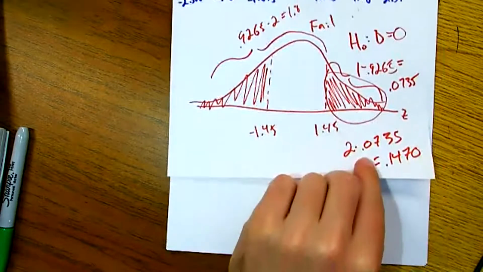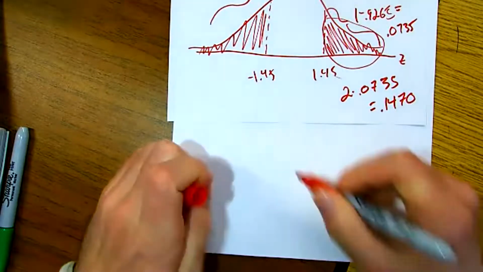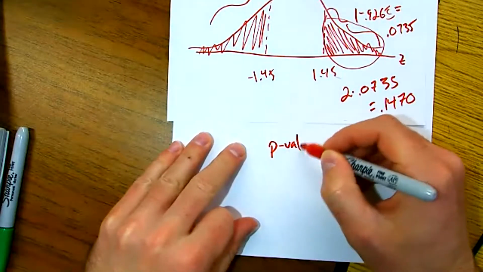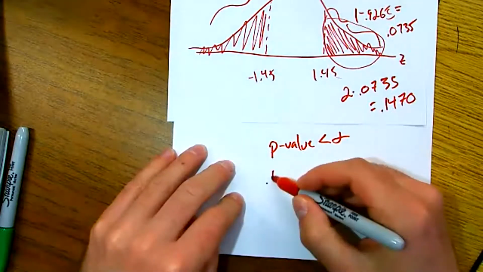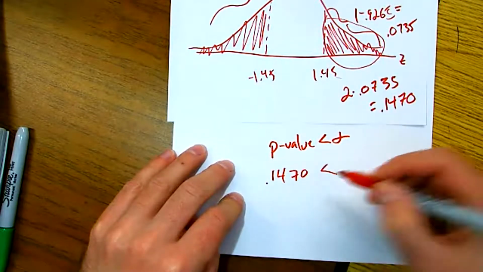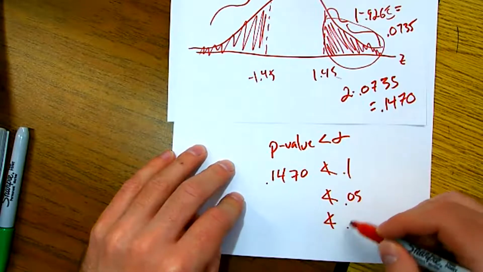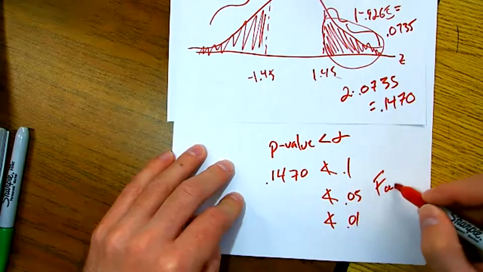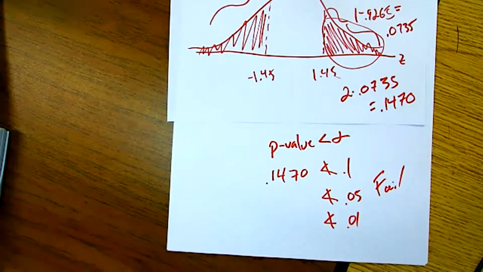What levels can I reject at? Well, I only reject when, so this should be like burned into your memory, when the p-value is less than alpha. Well, my p-value is 0.147. That's not less than 0.1, not less than 0.05, not less than 0.01. So similar to the critical value approach, I fail to reject at all, right? They should lead us to the same rejection decisions. Okay.